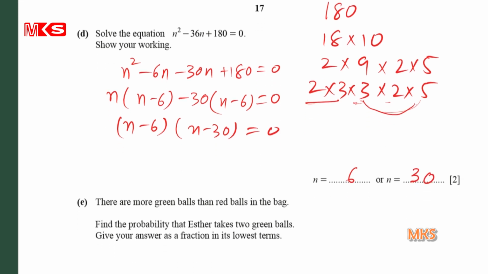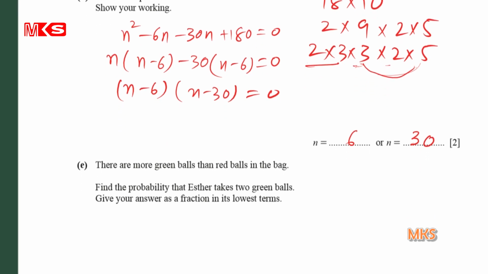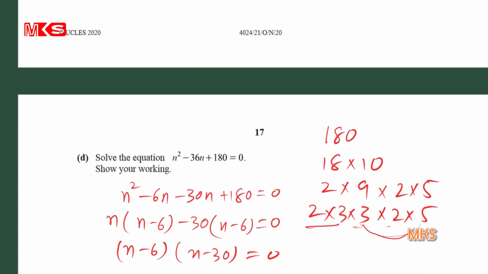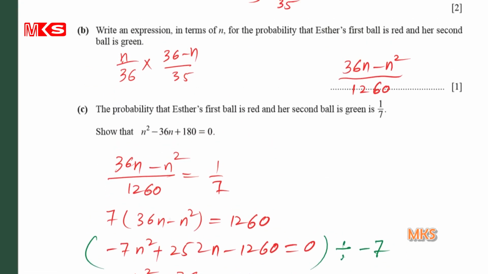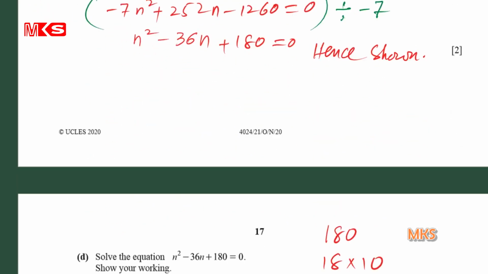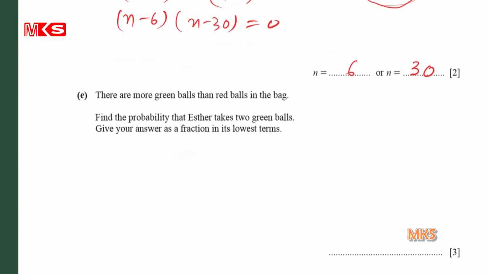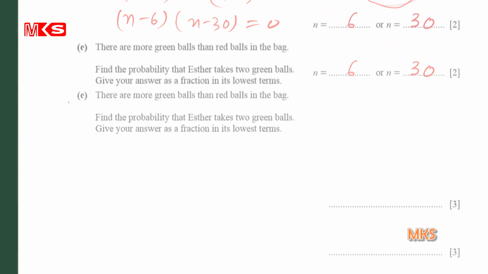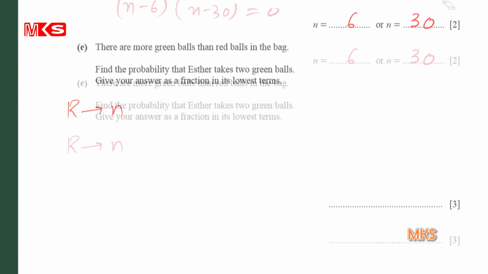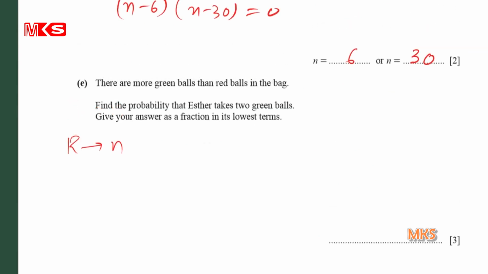There are more green balls than red balls in the bag. Find the probability that Esther takes two green balls. Give your answer as a fraction in the lowest terms. Now, if I take n as 6, total number of balls 36. So there are more green balls. Red n and green 36 minus n.